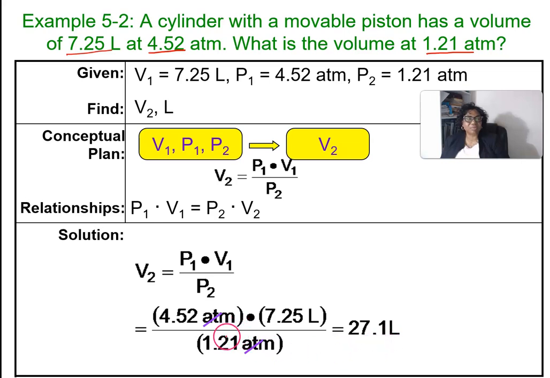3 significant figures. But when you do it in a calculator, let's see what we are going to get. So we are calculating 4.52 times 7.25 divided by 1.21. I'll just show you the figures I got from the calculator.